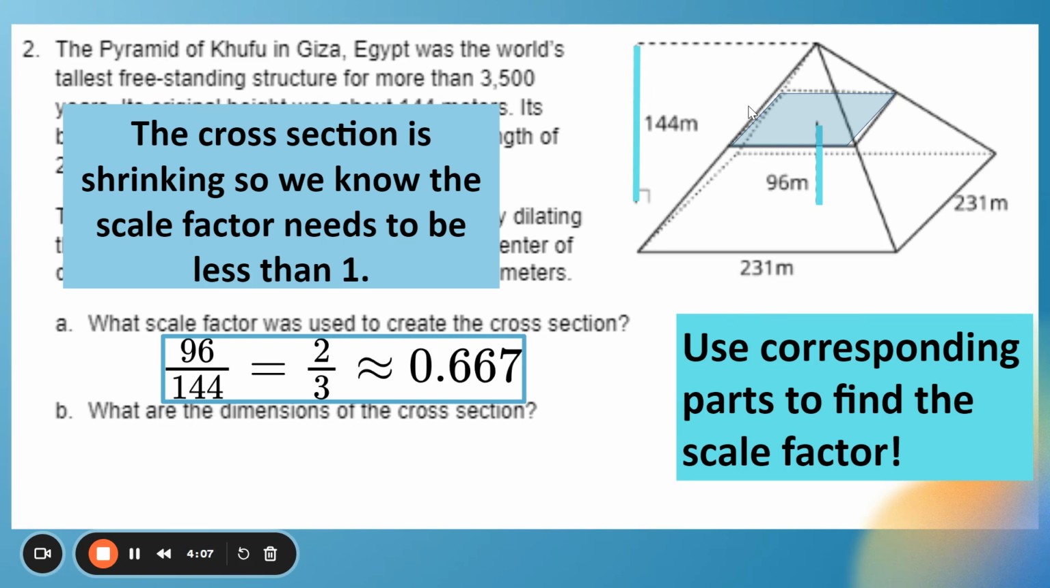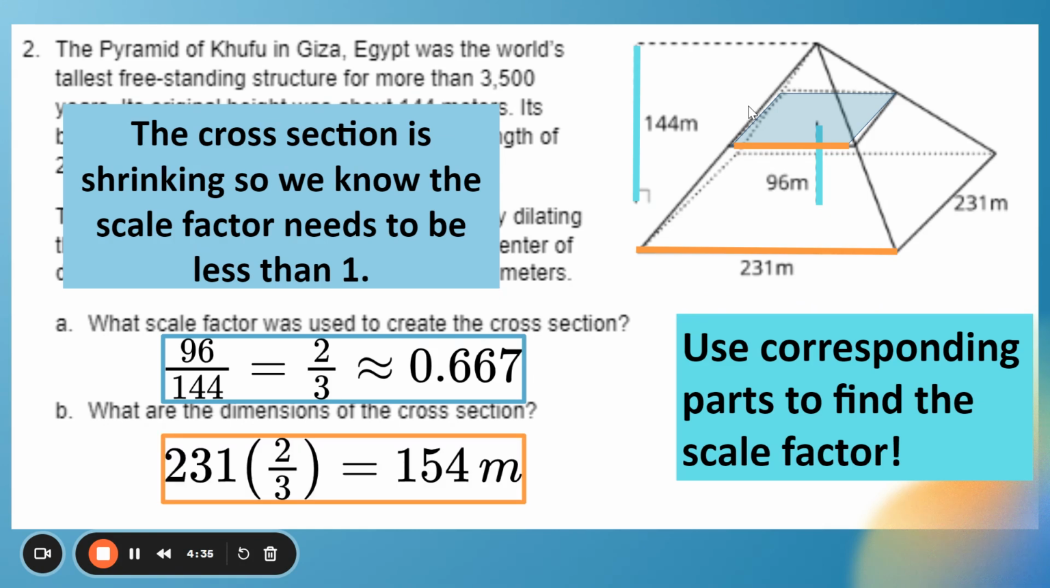Now we can use that to help us answer the next question, which is, what are the dimensions of the cross section? By dimensions, we mean the sides of that square. And notice here, I also have corresponding parts matched up as well. So we know that the side of the square on our base is 231 meters. And then we're going to use that and multiply that by our scale factor to get the other measurement, or the dimensions of our cross section. And that will get us 154 meters.